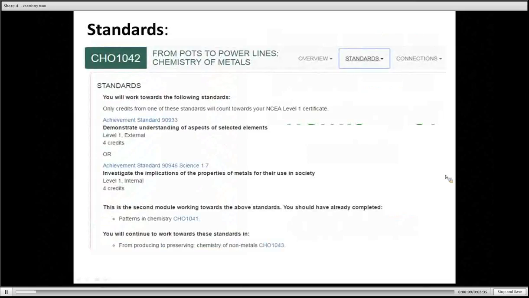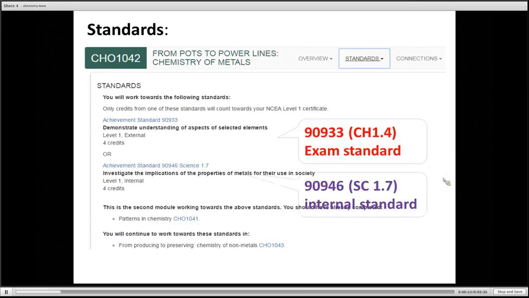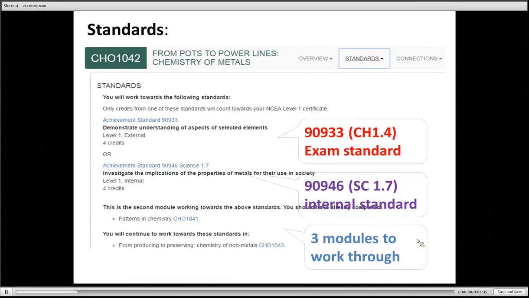Now, again you're going to be working towards two standards, of which only one counts towards the level 1 certificate: the external standard or the internal standard, which you can do at any time during the year. You just finish this one to complete the internal. Otherwise, you do all three to complete the external. I suggest you do all three modules if you're going to be carrying on with level 2 chemistry.